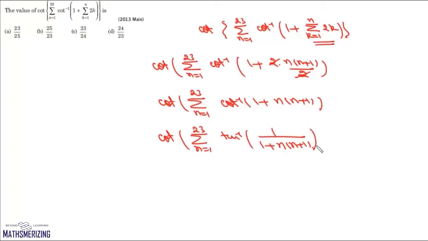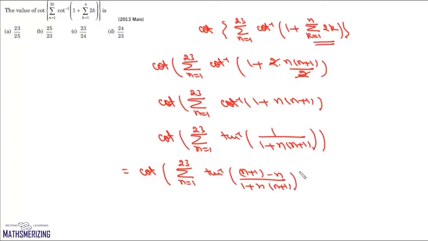Now we have to express it as tan inverse x minus tan inverse y. So what we'll do is we'll actually write this as cot of, then this summation n varies from 1 to 23 tan inverse n plus 1 minus n upon 1 plus n into n plus 1. So it will be nothing but tan inverse x minus y upon 1 plus xy. So we'll write this as cot of summation n varies from 1 to 23 tan inverse n plus 1 minus tan inverse of n.